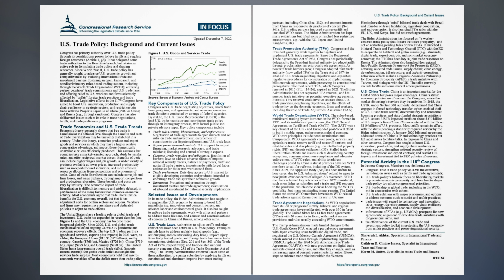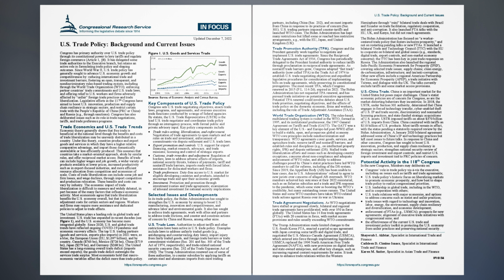Selected issues and developments. In its trade policy, the Biden administration has sought to strengthen the U.S. economy by aiming to boost U.S. manufacturing, innovation and competitiveness, and advance labor and environmental goals. It also has sought to enforce trade agreements, work with allies and partners to address trade frictions, and counter and constrain actions of concern by China and Russia, among other aims.